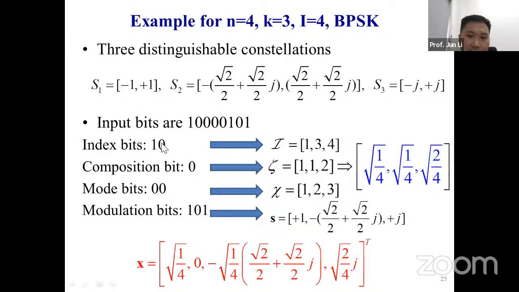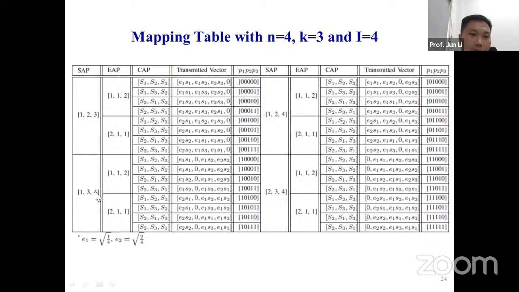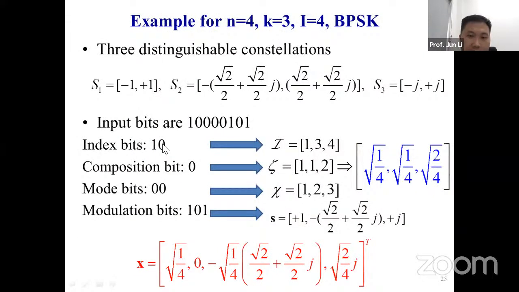The 1, 0 means we will choose the first, the third, and the fourth subcarriers as the active subcarriers, right? The 1, 0 means the third subcarrier pattern. So we have 1, 3, 4. This is the active subcarriers. This is the subcarrier activation pattern.